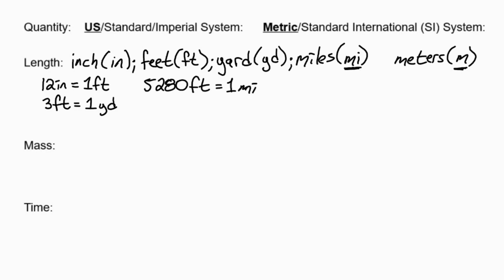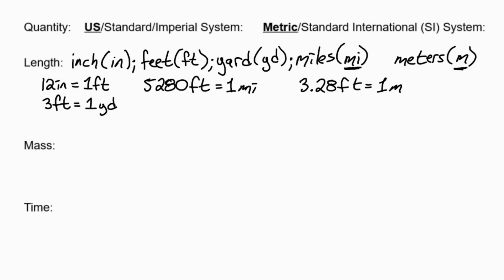How many feet are there in a meter? Well, there are 3.28 feet in 1 meter. What I'm doing right now by writing these equations out is we're going to be using these to convert units. These are going to be used for our unit conversions.